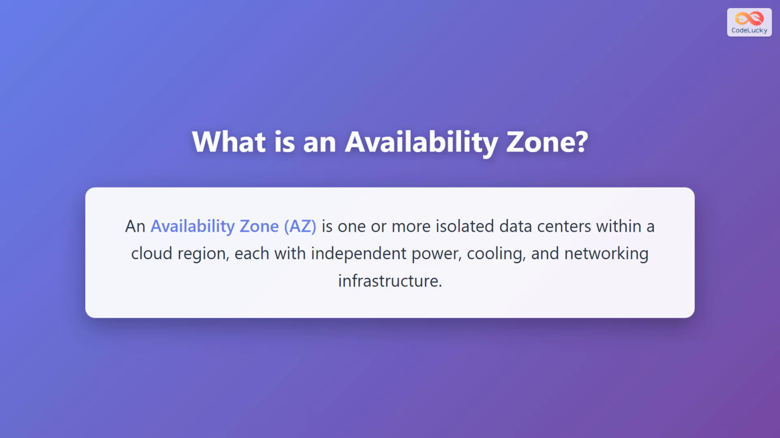An availability zone, often abbreviated as AZ, is one or more isolated data centers within a cloud region. Each availability zone has its own independent power supply, cooling systems, and networking infrastructure. This isolation is crucial because it means that if something goes wrong in one availability zone, such as a power outage or hardware failure, it won't affect the other availability zones in the same region.